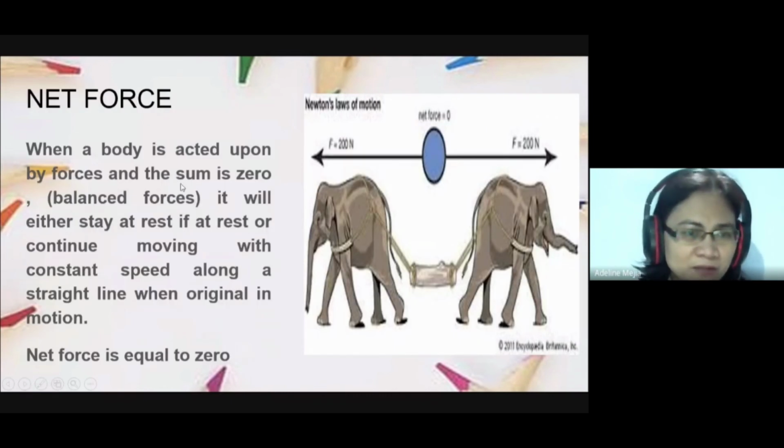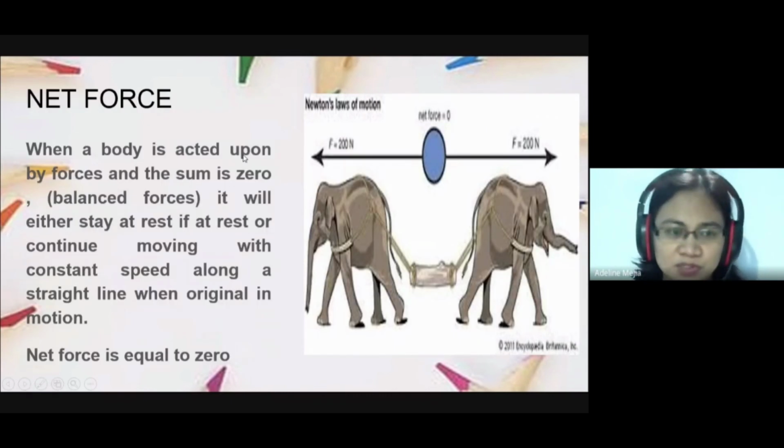Now, let's define first what is a net force. When a body is acted upon by forces and the sum is zero, meaning there are balanced forces, it will either stay at rest if it is at rest, or will continue moving with constant speed along a straight line when originally in motion. Net force is equal to zero.